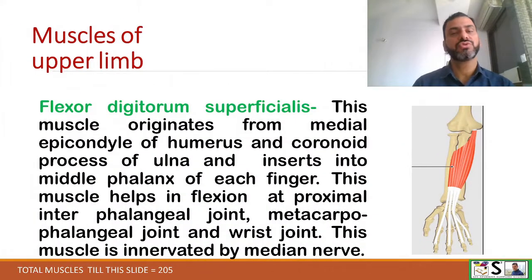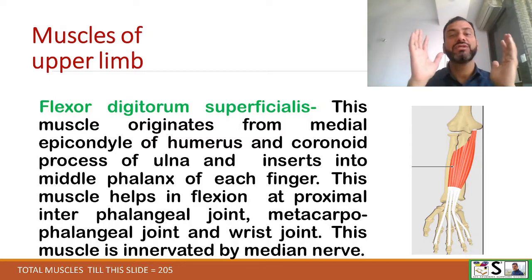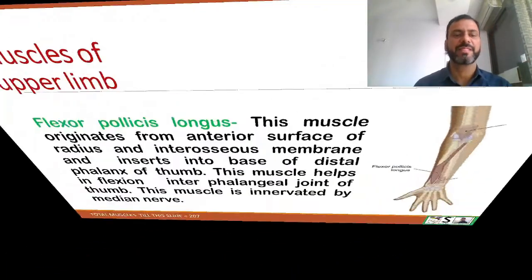Flexor digitorum superficialis. This muscle originates from the medial epicondyle of the humerus and coronoid process of ulna and inserts into middle phalanx of each finger. This muscle helps in flexion at proximal interphalangeal joint, metacarpophalangeal joint and wrist joint. This muscle is innervated by median nerve.